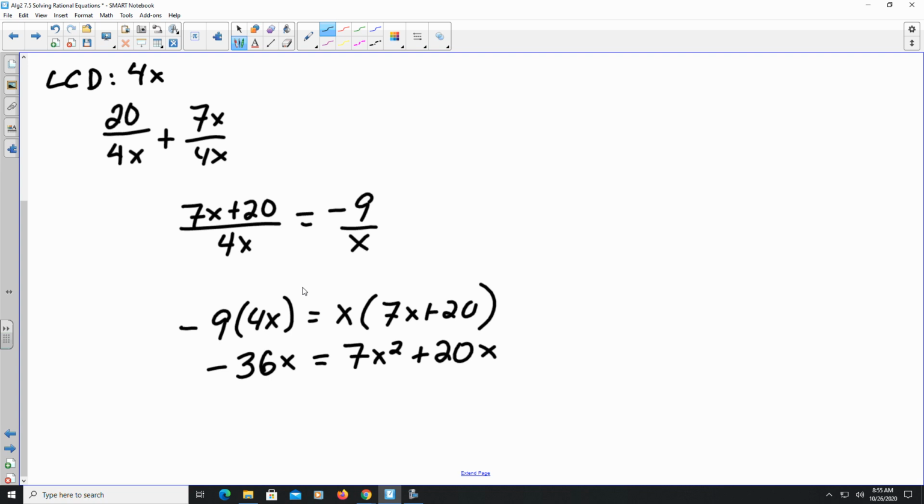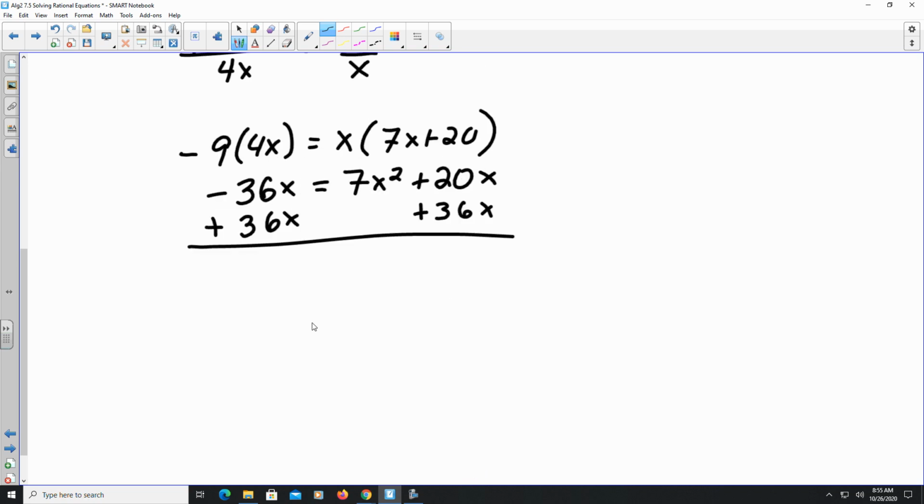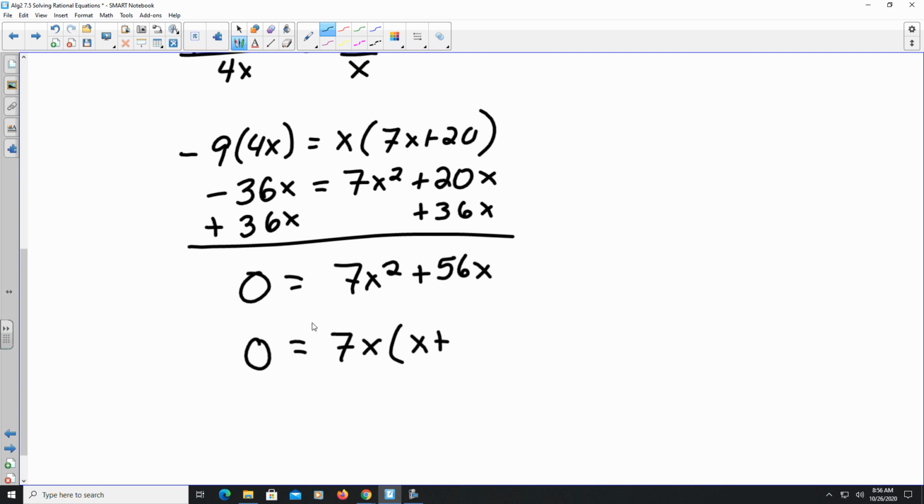And what do we get here? I'm just going to add 36x to both sides. So now I have 0 is equal to 7x squared plus, what, 56x? So here, when I factor this out, I can go 0 is equal to, what, 7x, and then this is going to be x plus 8.